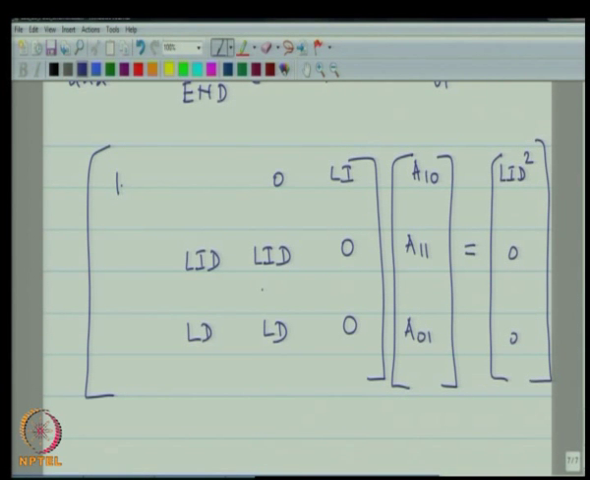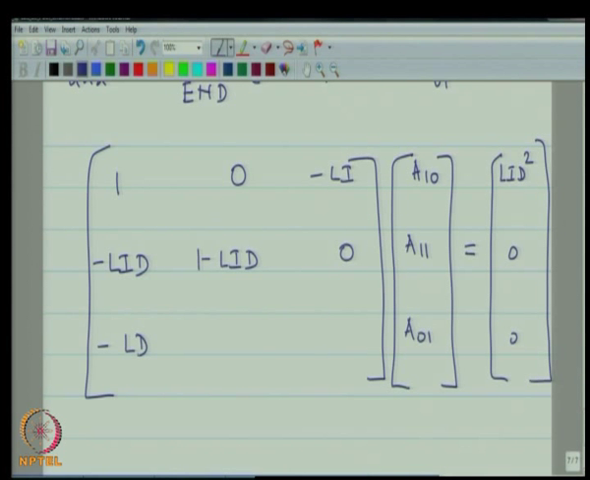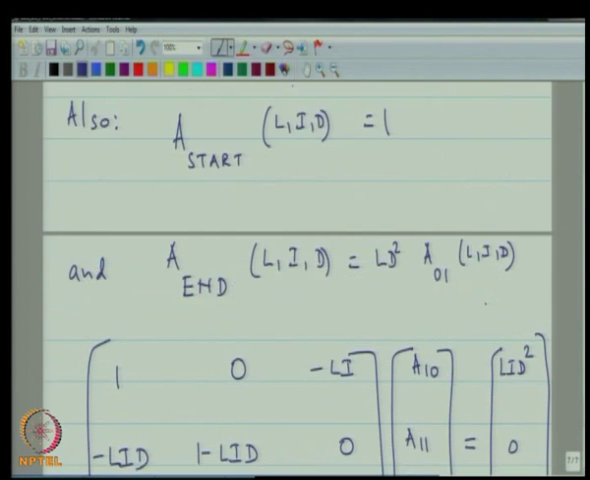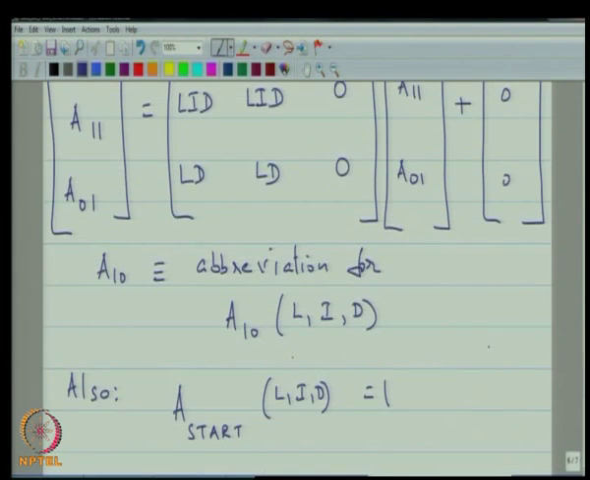1, and I will have so let me just erase these entries and put in the correct entries. So, I will have a 0 minus LID, 1 minus LID, 0 minus LD, minus LD and 1. Okay. So, the basic idea is just this.